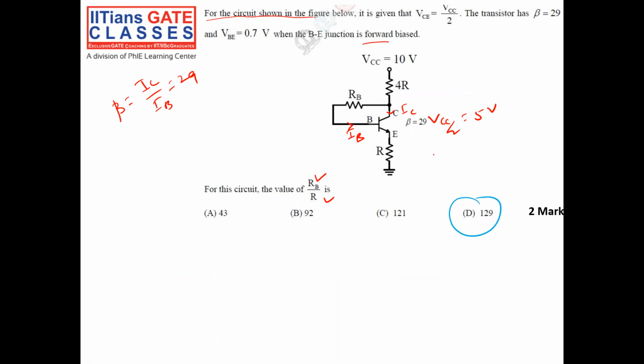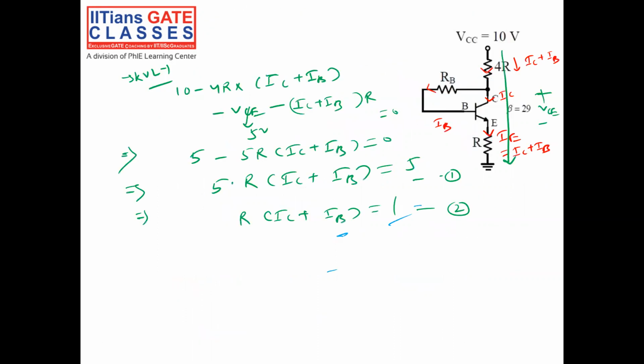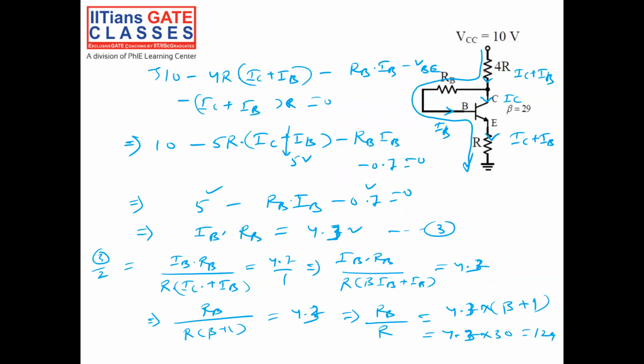Just put one loop on the outer side and another loop on the inner side. Then if you solve these two equations, you can easily get RB by R. Let us see the next question.